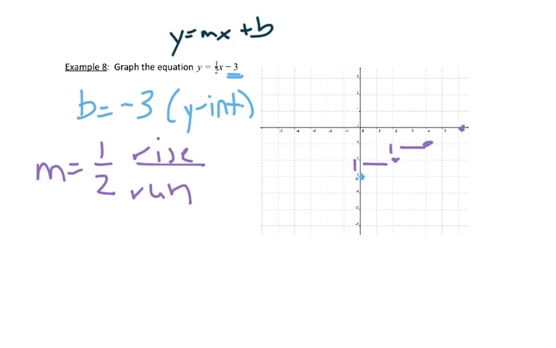We could also go the opposite direction. We could go down 1, left 2, down 1, left 2, down 1, left 2. So that gives us this line when we draw it. Notice again that it goes uphill from left to right. That's because the slope we had was positive.